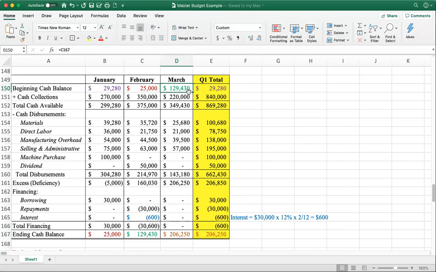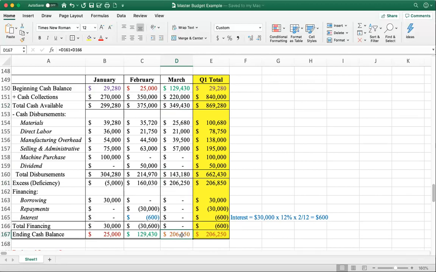now 129,430. You'll do the same thing, you add cash collections, give you total cash collection, you subtract all the cash disbursement. This month you didn't buy any equipment, you didn't pay any dividend, so you have $143,000 disbursement. You subtract from cash collections, you have $206,250 of cash balance. It's still a lot more than you're required to maintain, so you don't have to borrow anything, you don't have to make any repayments of loan because you already paid off. So now you have 206,250 ending cash balance.